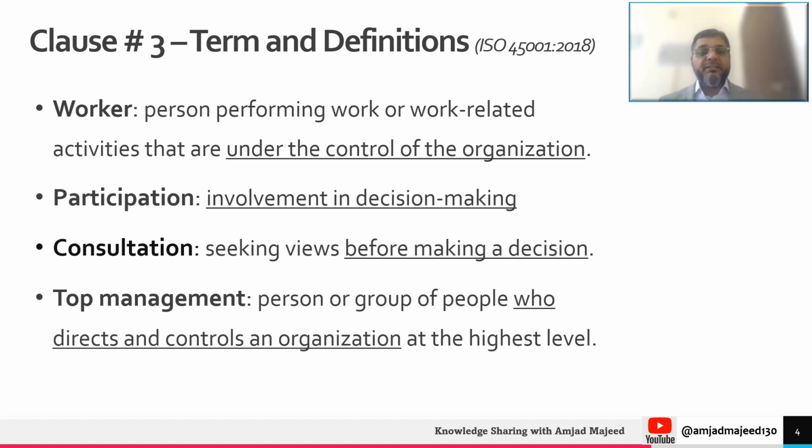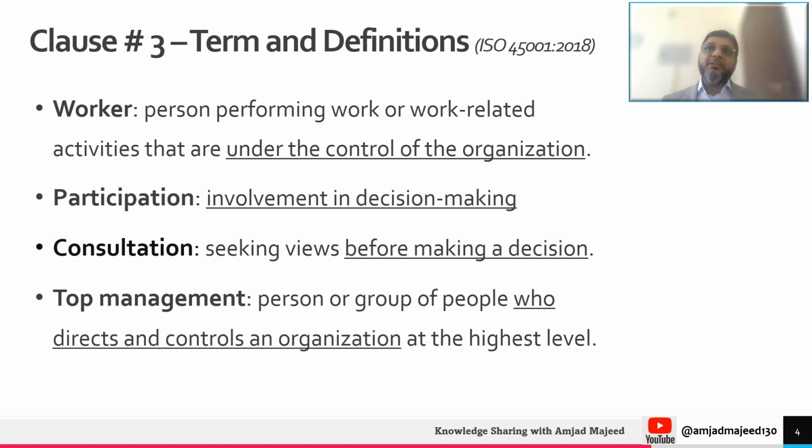The first is the worker. The worker is every person who is working for the organization or in the organization. Even the CEO, general manager, or any other person who is directly or indirectly involved will be considered a worker working for the organization. That is the context. So that is a worker.